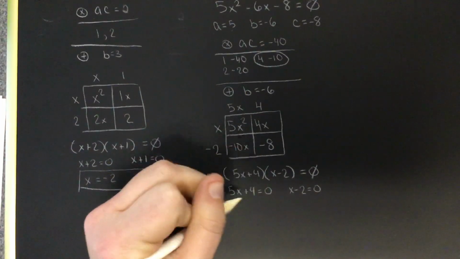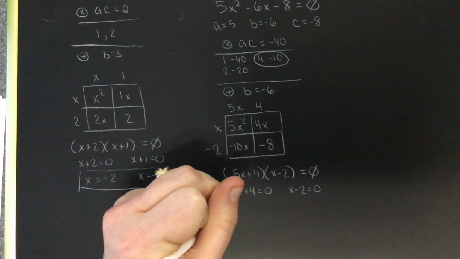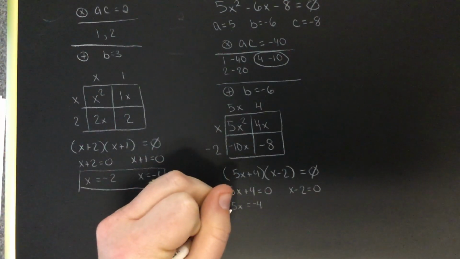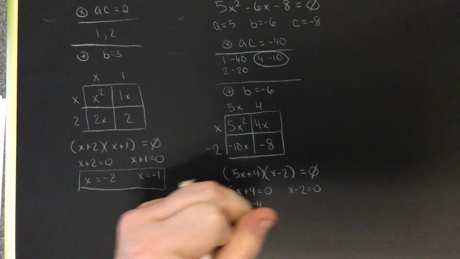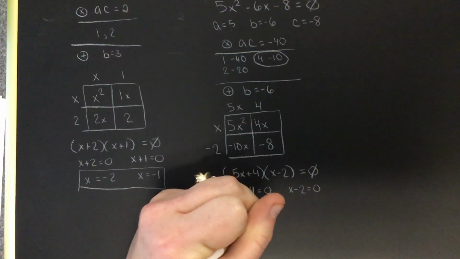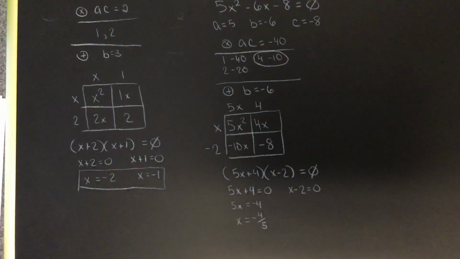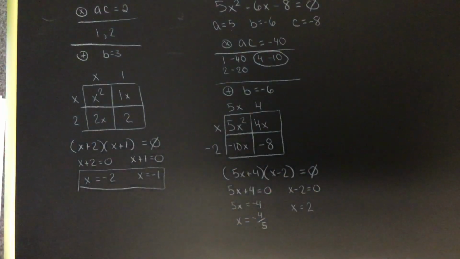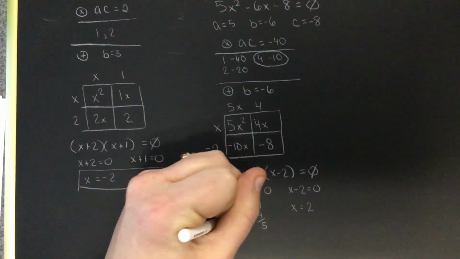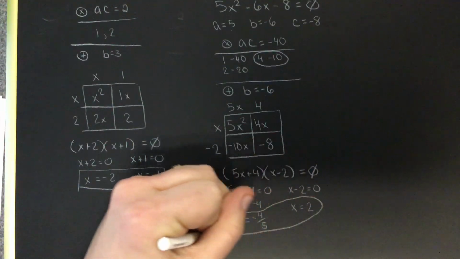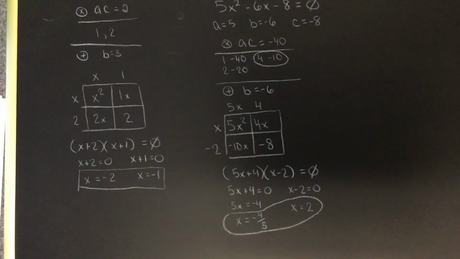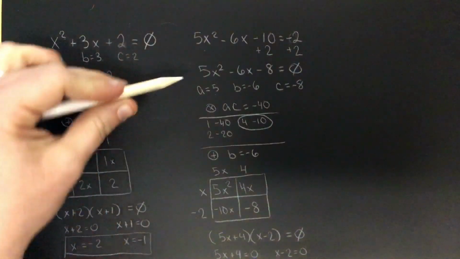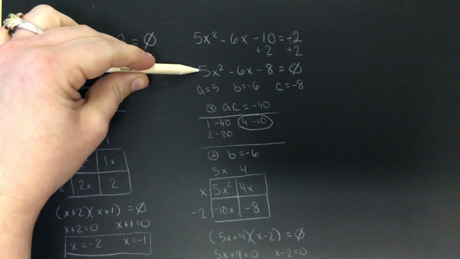And then solve for x. So subtract 4 from both sides, we get 5x equals negative 4. Divide by 5 on both sides, x equals negative 4 fifths. And over here, x equals 2 when we add 2 to both sides. And so those are our two x-intercepts for this quadratic function right here.